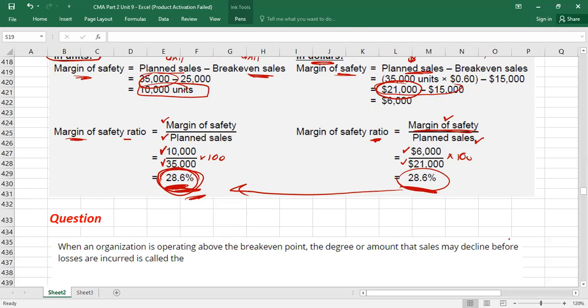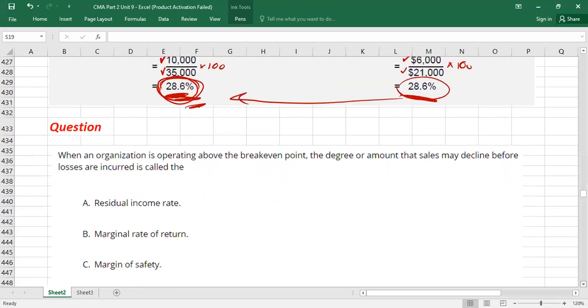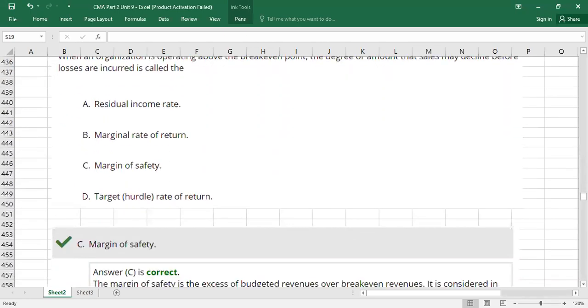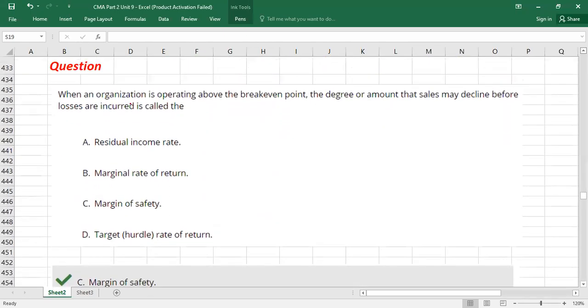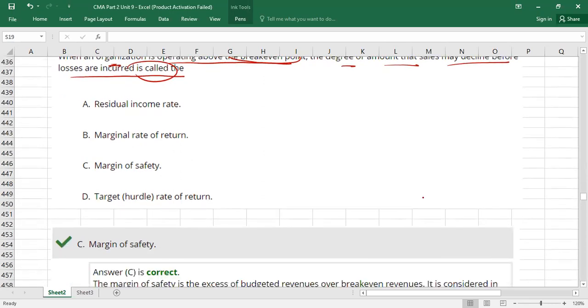So here we go. Now, guys, we have a question here. When an organization is operating above the break-even point, obviously the excess over the break-even point is called margin of safety. We know. The degree or amount that sales may decline before loss or income is called what? Obviously margin of safety. Right or wrong? Because you are safe with this margin, so it is the margin of safety definition actually.